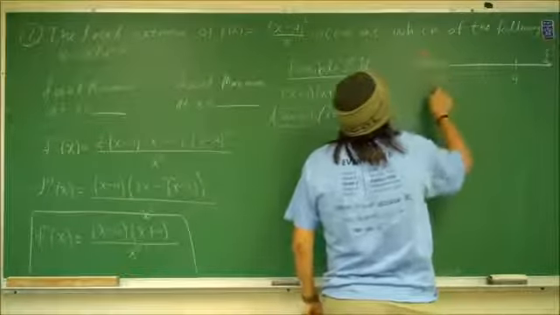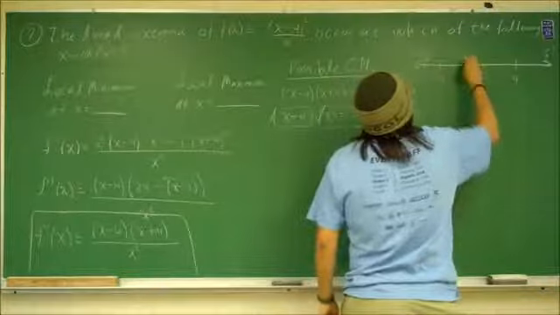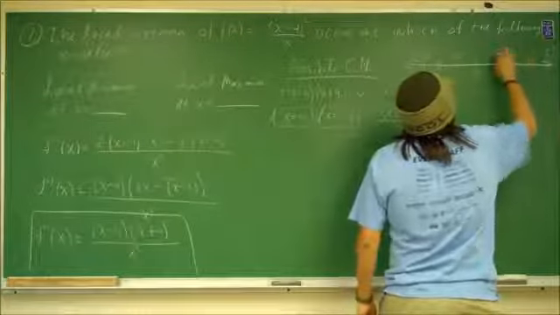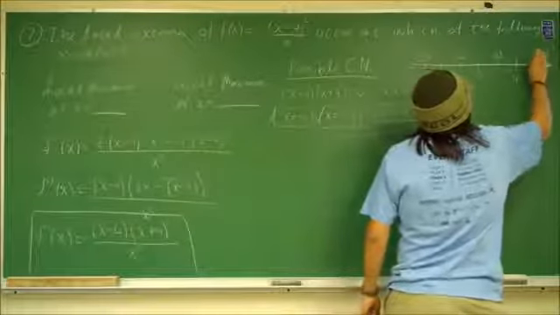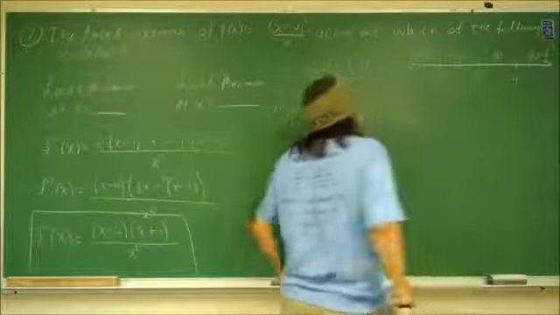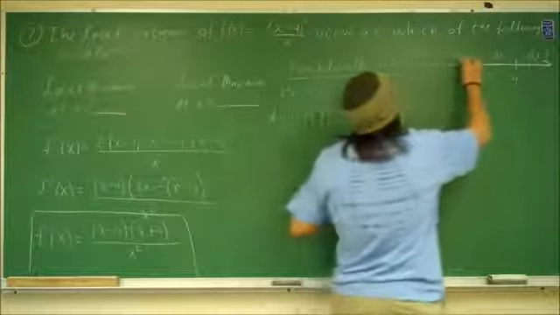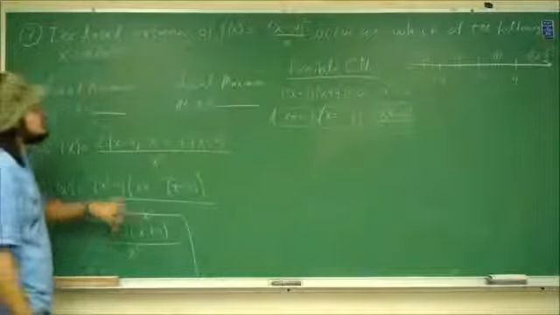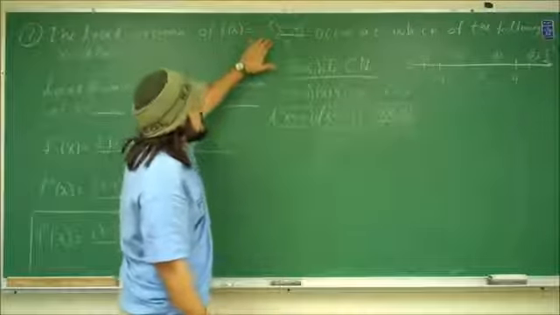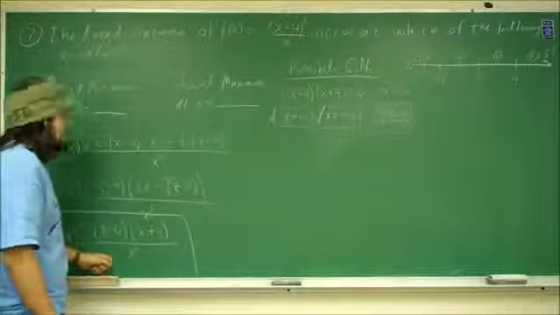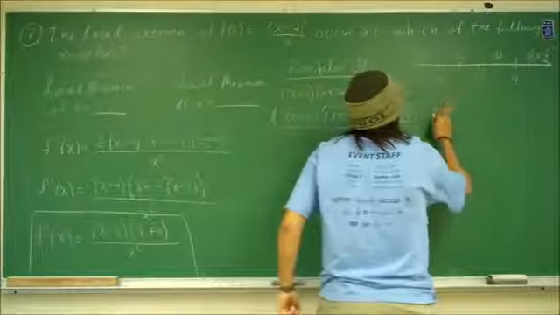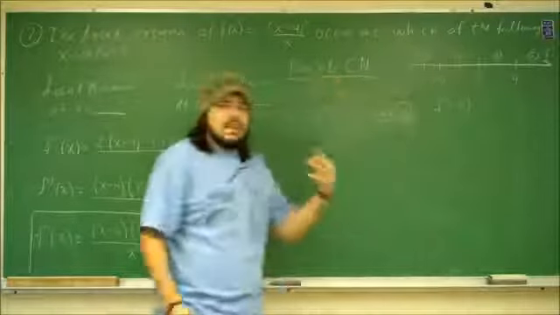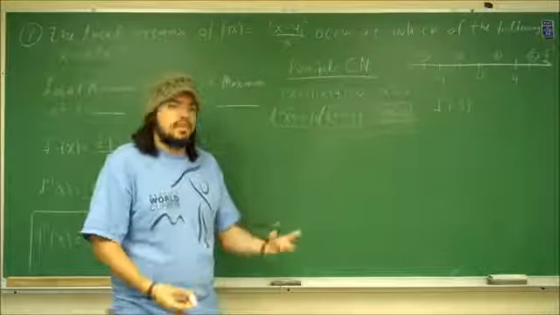So I'll pick minus 5 from the left of minus 4. I'll pick negative 1 between negative 4 and 0. I'll pick 1 between 0 and 4. And I'll pick 5 to the right of 4. Okay, so now that I have these test points, the test points get plugged into the first derivative. Test points do not get plugged into the original function. So remember, test points get plugged into the first derivative. What we're looking for here is not the actual number, just the sign, if it's plus or minus.